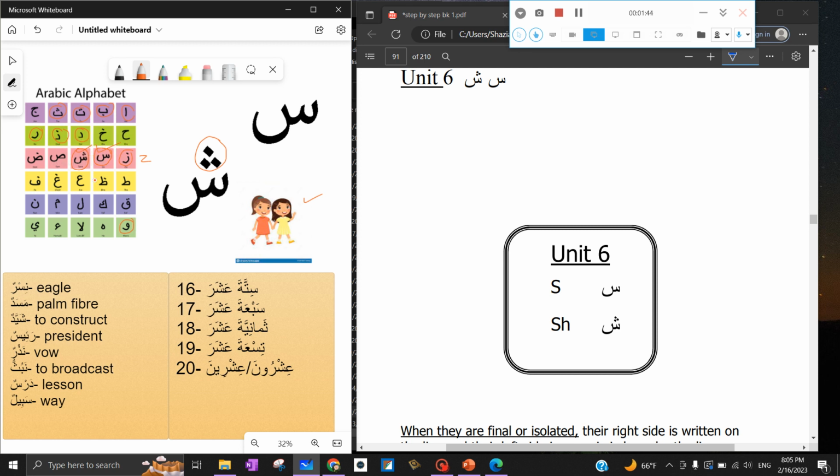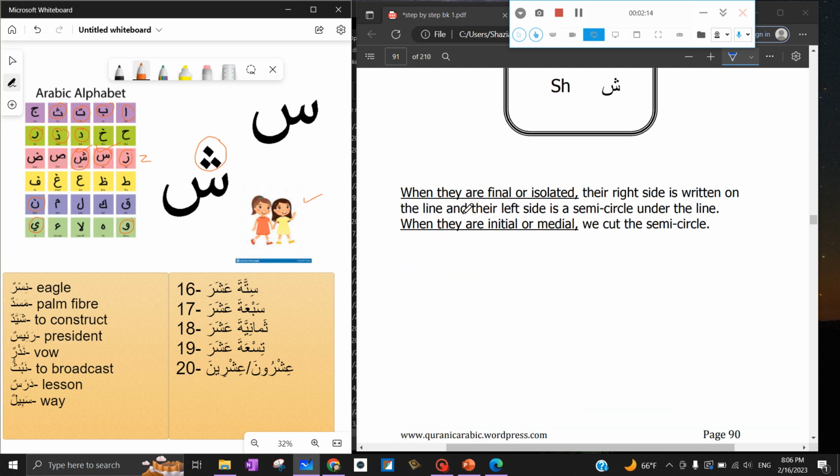These two letters. Now we will be doing letters in pairs as they look alike from here. So our next unit will be Sad and Dad, which are both heavy, Za and La, these four letters are heavy letters. So this will be in another unit, unit number 7. And so we will do seen and sheen right now. So here we have completed noon also and ya also.